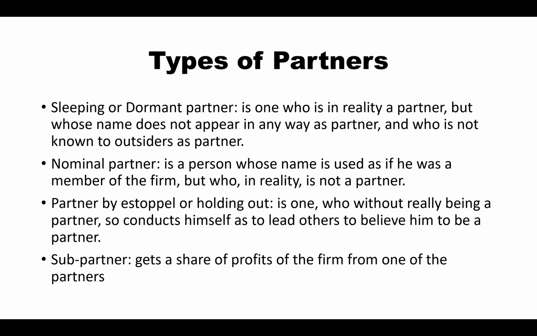So such a person is liable to those third parties who extend credit to the firm on the behalf of that person and the partners. That is what is done by estoppel. Then we have the sub-partners. He gets a share of the profits of the firm from one of the partners. So the sub-partner has no right against the firm, and he is also not liable for its debts.